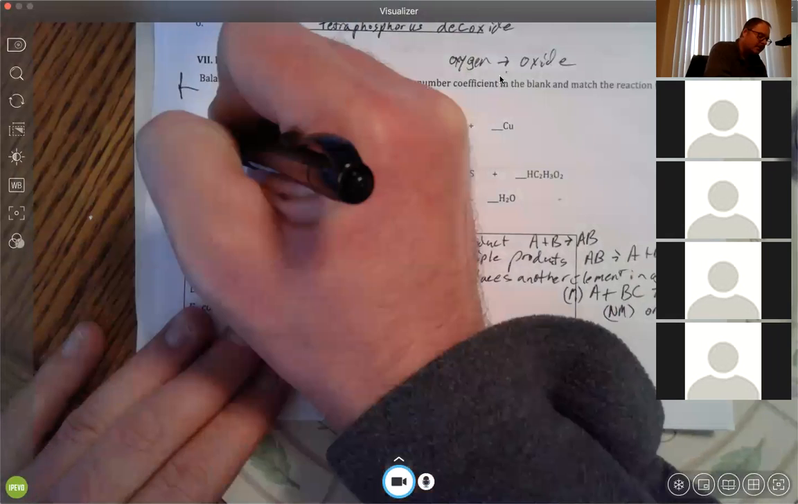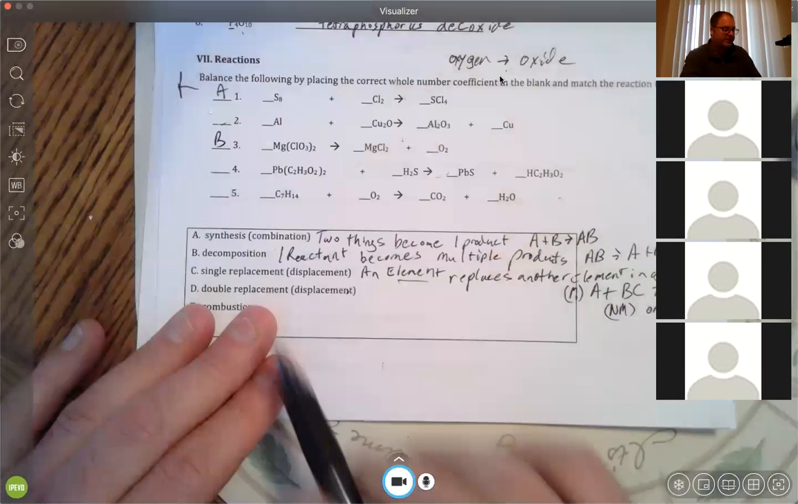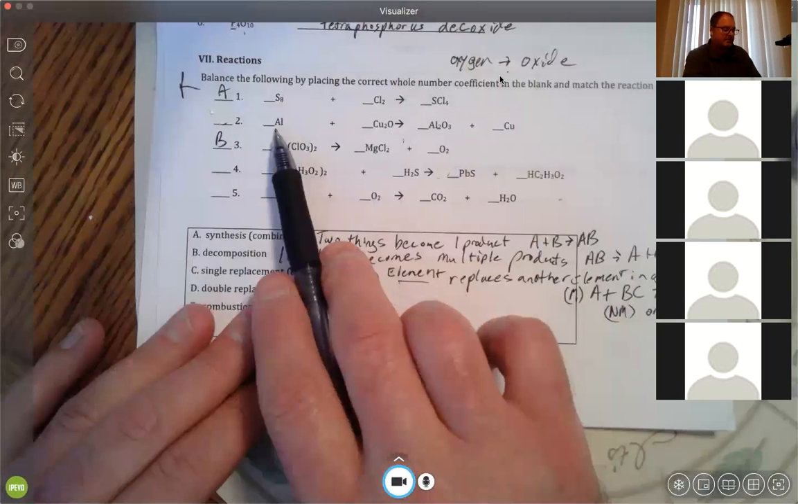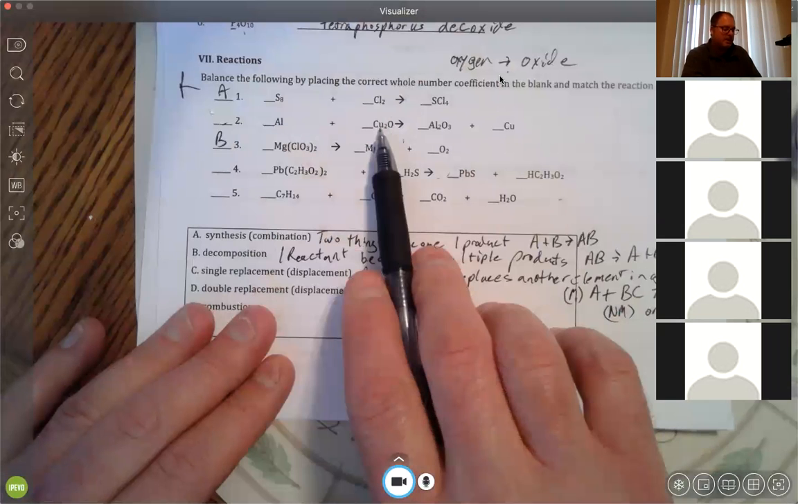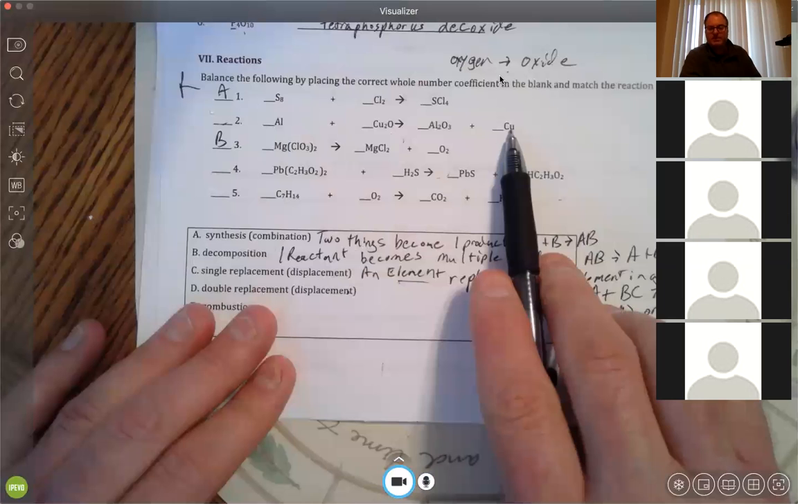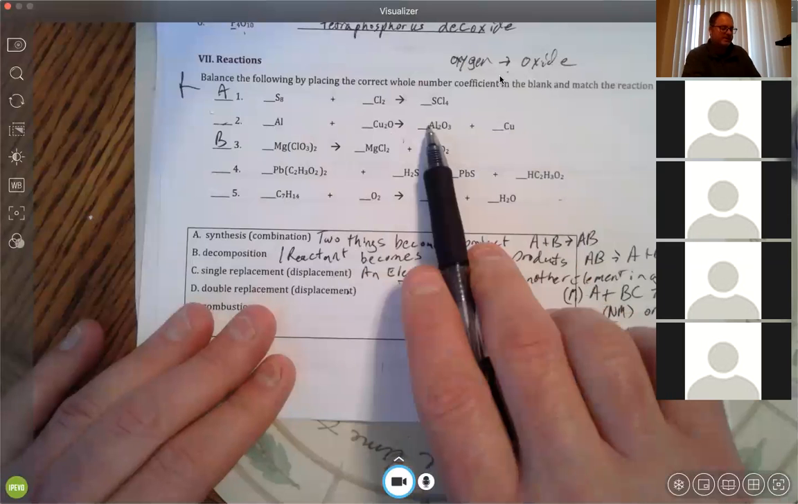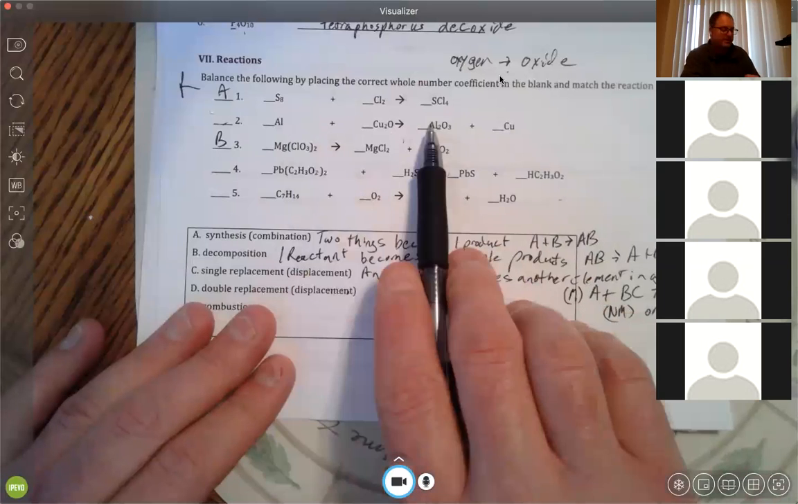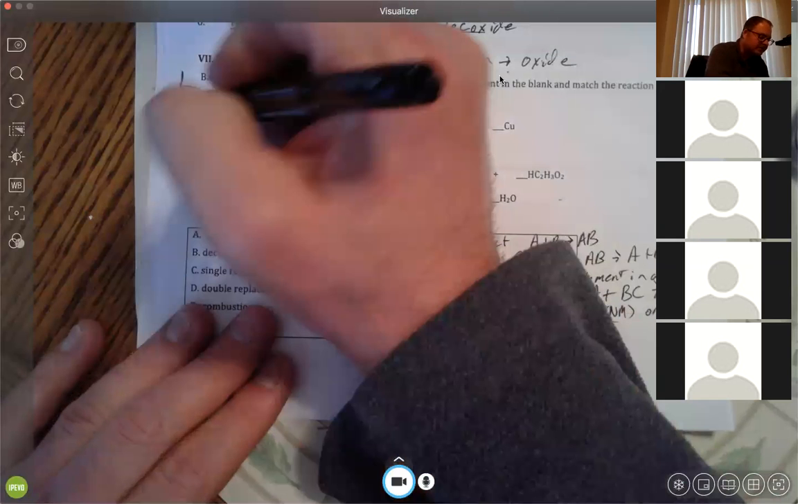So that's going to be the B. If we take a look here, we have an element in a compound. And then over here, an element has been displaced. And aluminum has replaced that element in this compound. So that would be a single displacement reaction.